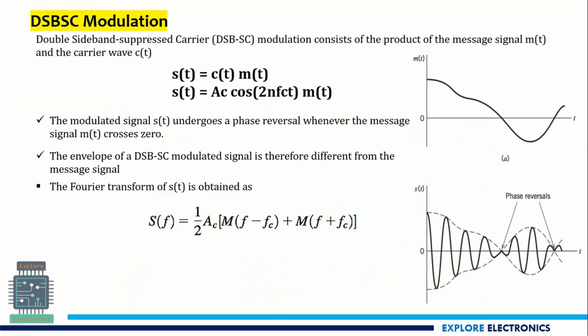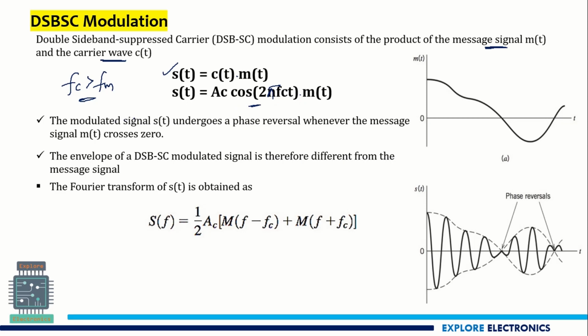Let us look into DSBSC now. DSBSC means double sideband suppressed carrier modulation technique. This consists of again a modulating signal m of t, and as usual we will be having a carrier wave c of t. This carrier wave frequency fc should be greater than fm again. The same condition satisfies here also. So s of t will be equal to c of t into m of t, so AC cos 2 pi fct into m of t will be the expression.